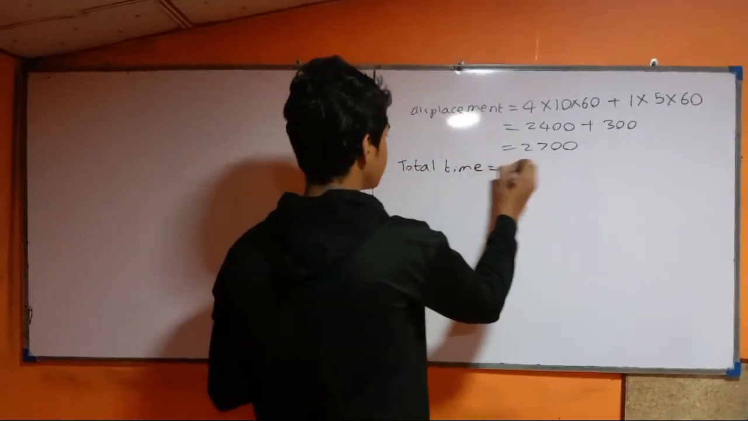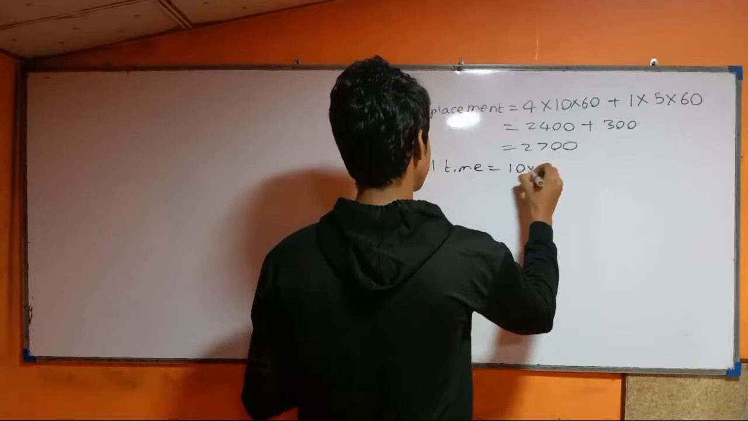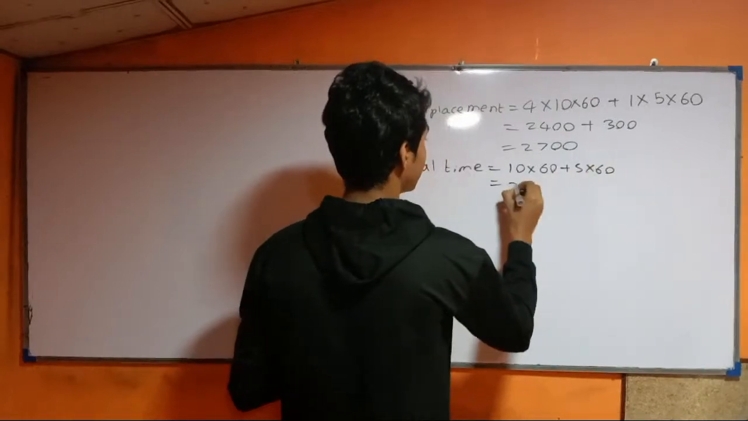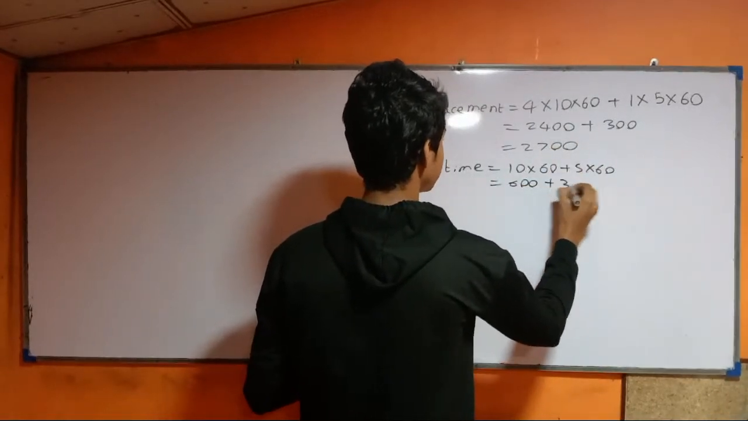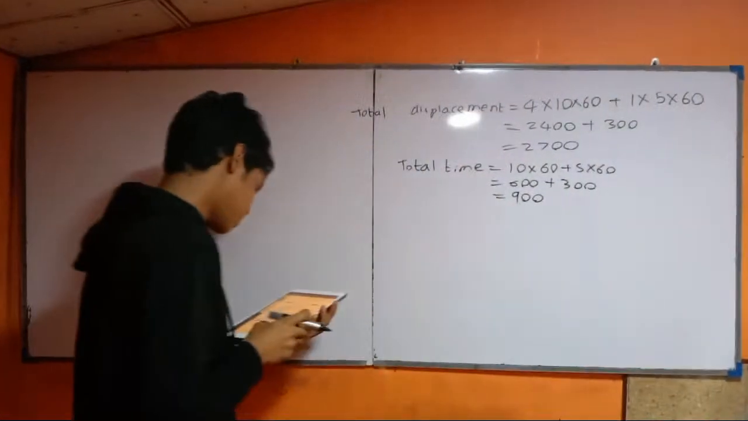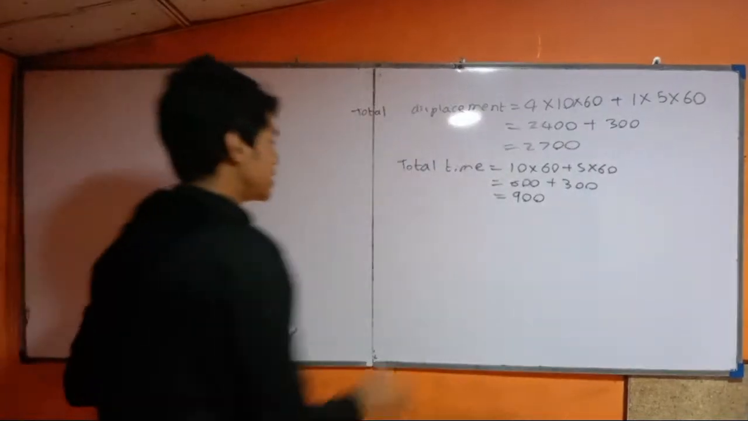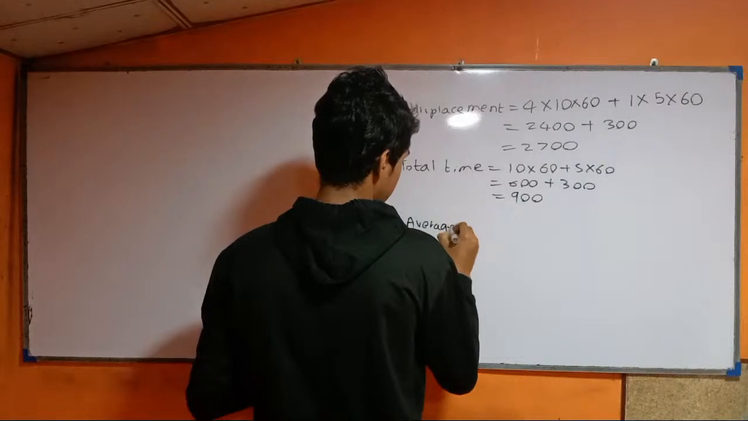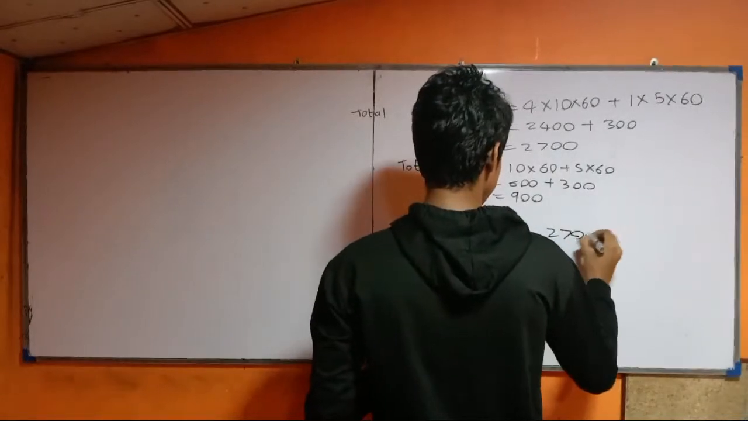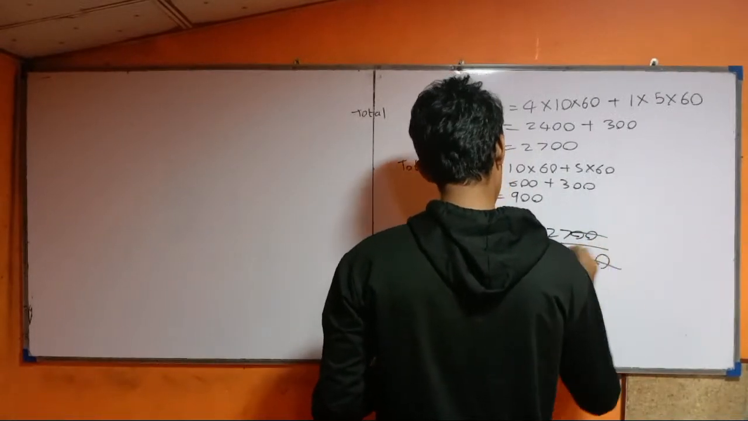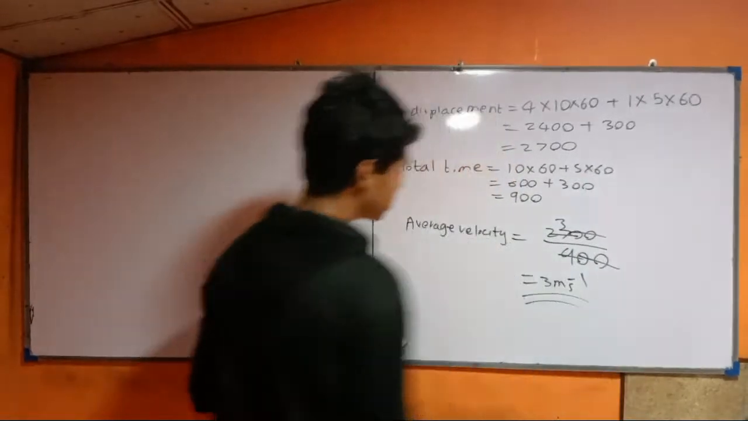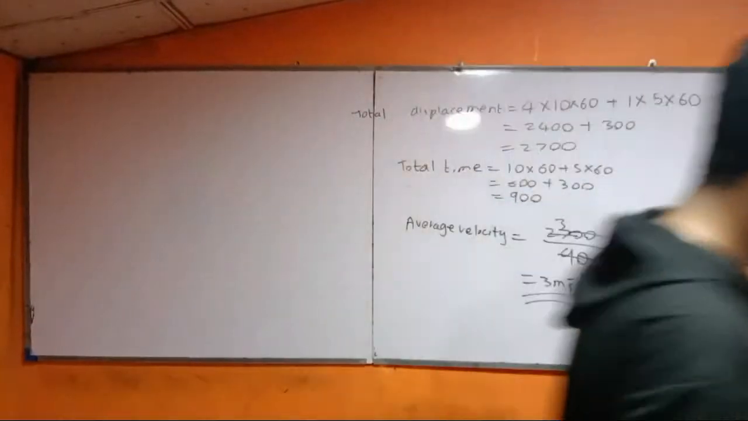2700 meters total displacement. And the total time is 10 into 60 plus 5 into 60, easy. So 600 seconds plus 300 seconds, 900 seconds. The average velocity is equal to total displacement divided by total time, 2700 divided by 900, which is 3 meters per second. Answer number 3.